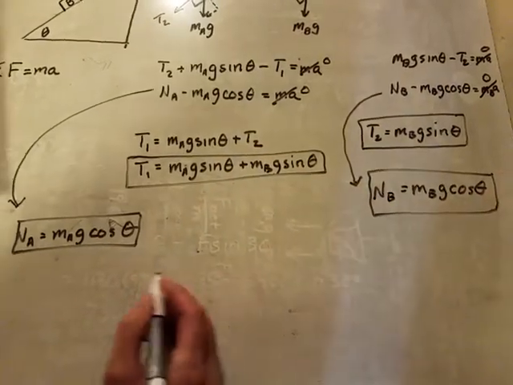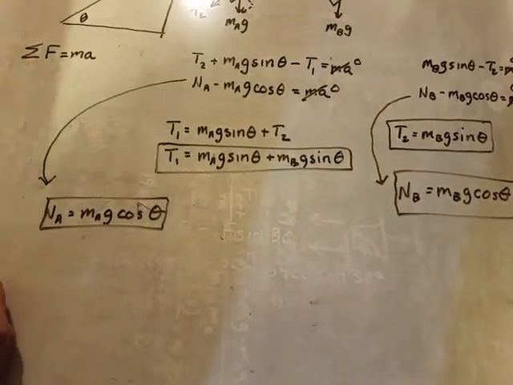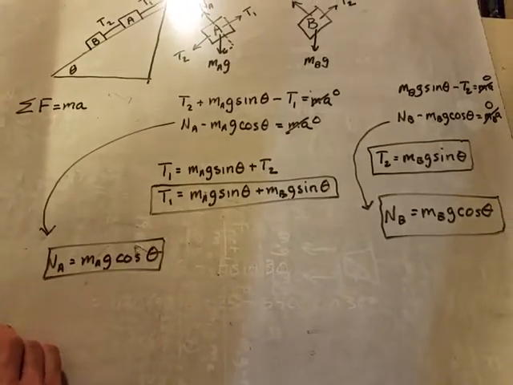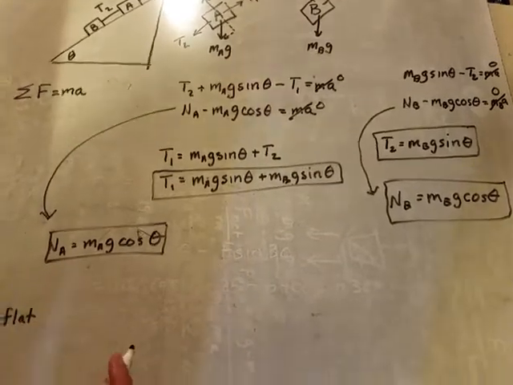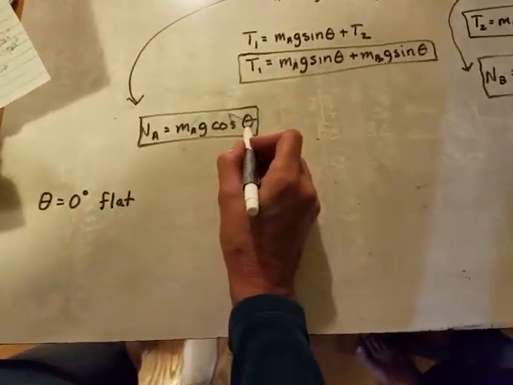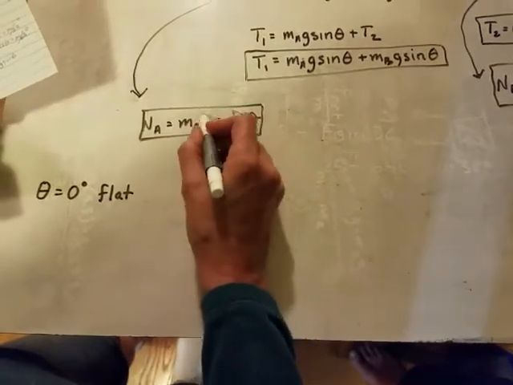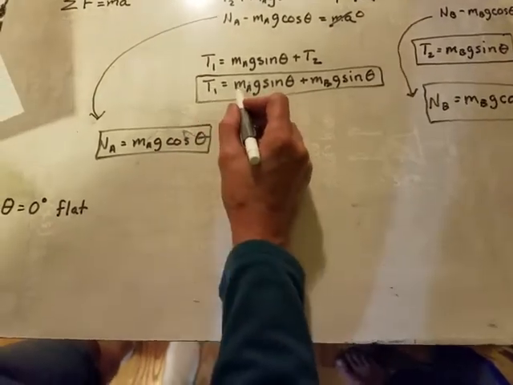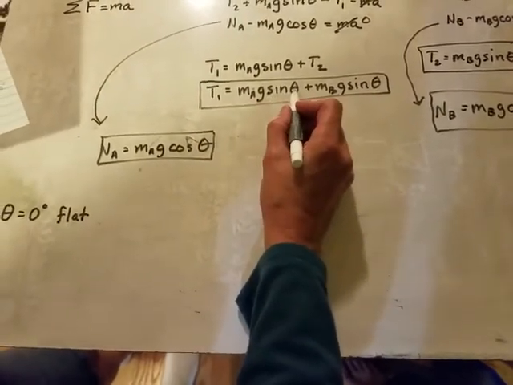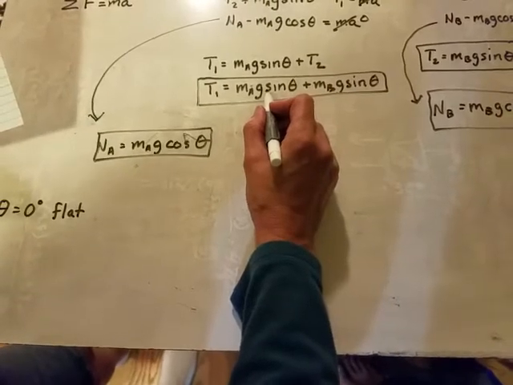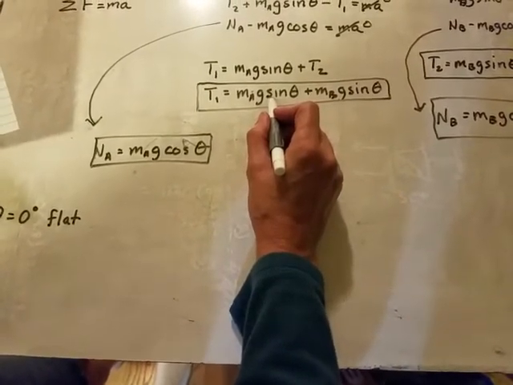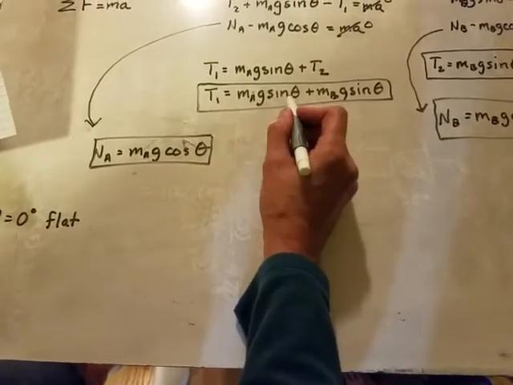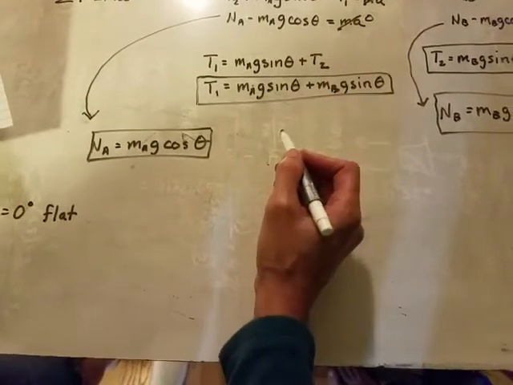Then the last thing it asks us to do is to say what happens if it's flat. So if it's flat, then the cosine of 0 degrees is 1, and the normal force is just equal to mg, and that's true for both of them. And the tension, the sine is going to be 0 if we have 0 degrees, which means there is no tension. So if it's lying flat, the tensions go away, which makes sense because it doesn't have to strain against anything.